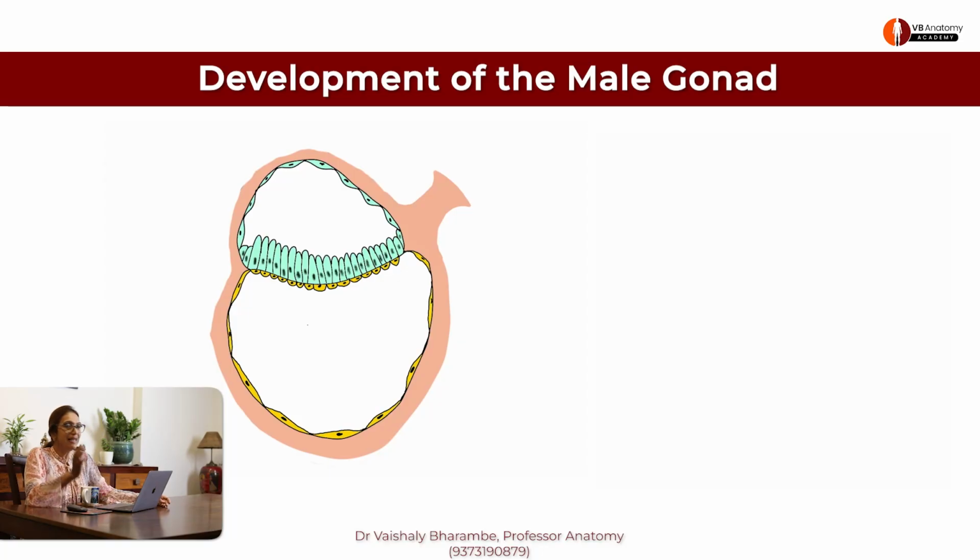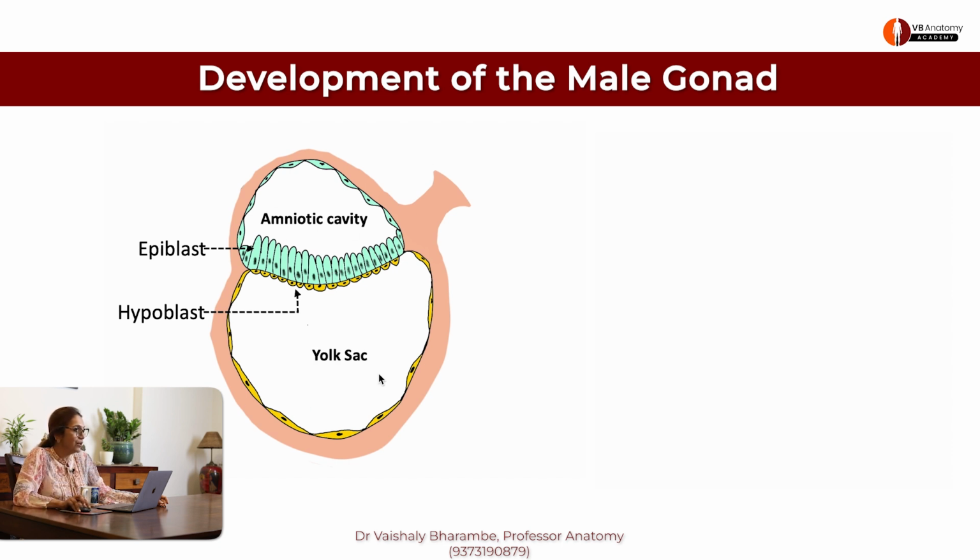Okay, so now let's look at this image. Hopefully you find it familiar. This is the epiblast, this is the hypoblast, and this therefore is the bilaminar embryo. Okay, that's the amniotic cavity, that's the yolk sac, and that's the connecting stalk. Yes, this is quite a familiar image for all of you.